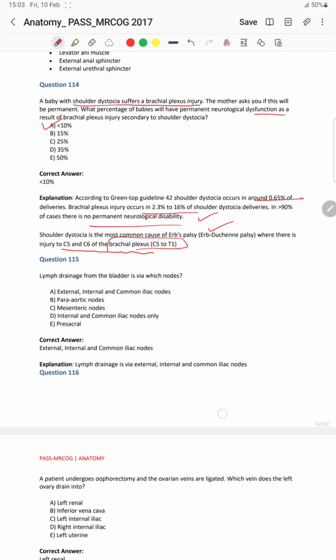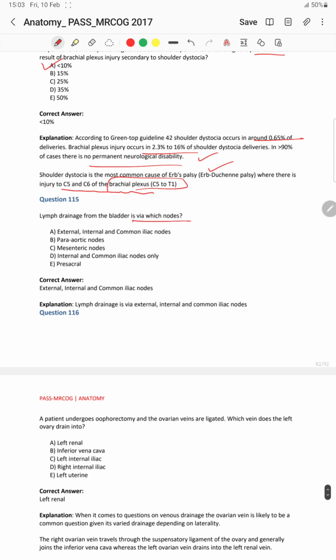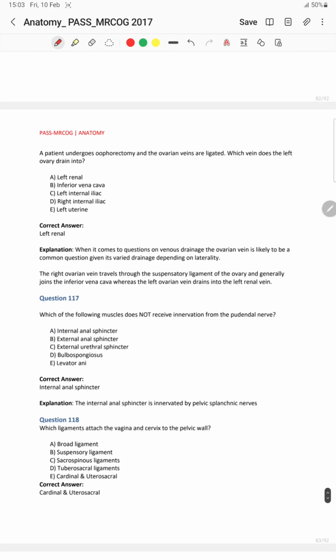Lymph drainage of the bladder is via which lymph nodes? These are the external, internal, and common iliac nodes. Option A is correct. Question number 116. A patient undergoes an oophorectomy and ovarian veins are ligated. Which vein does the left ovarian vein drain to? The left ovarian vein drains to the left renal vein, and the right ovarian vein travels through the suspensory ligaments of the ovary and generally joins the inferior vena cava.